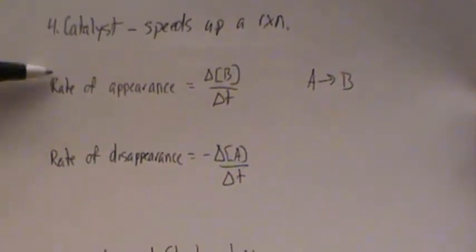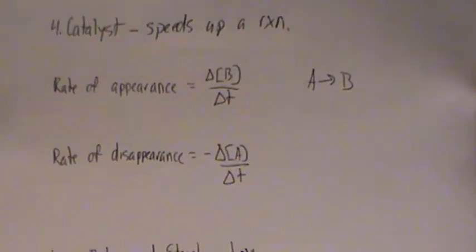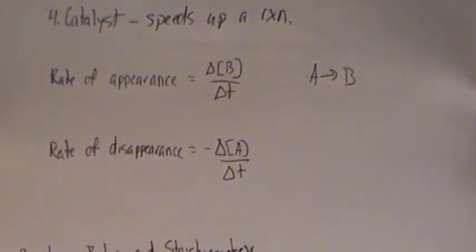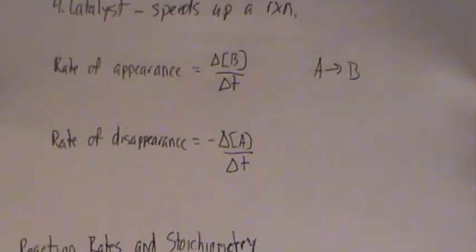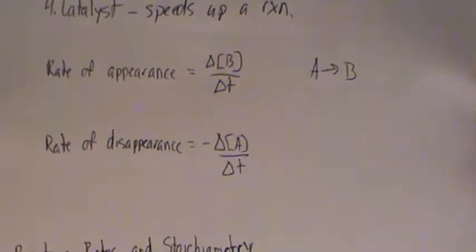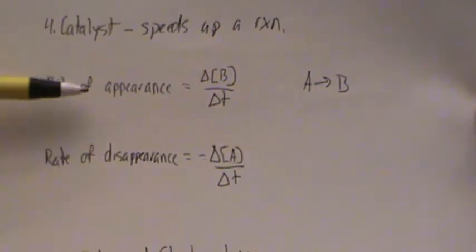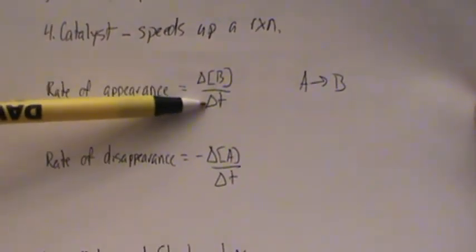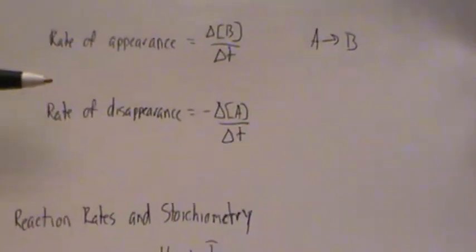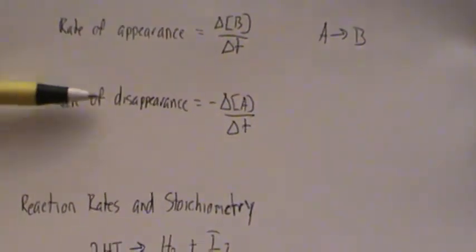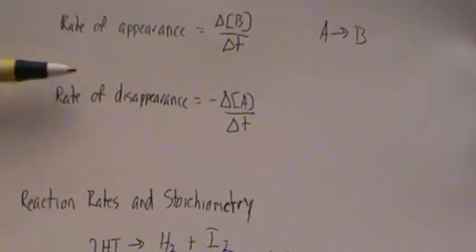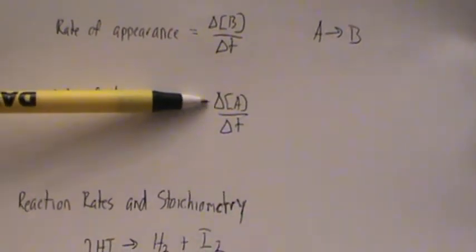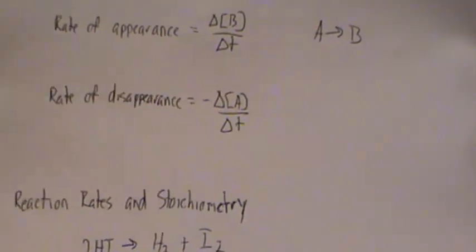We can say that the rate of appearance of B, because, just like what we were dealing with in equilibrium, do we really have any products at the beginning of the reaction? No, so they are appearing. So the way that we can find the rate of appearance is we can take the change in concentration of B over the change in time. Now, since B is appearing, that's telling us that A is disappearing. So for the rate of disappearance of our reactants, we're going to put a negative sign out in front of the change in concentration over the change in time.